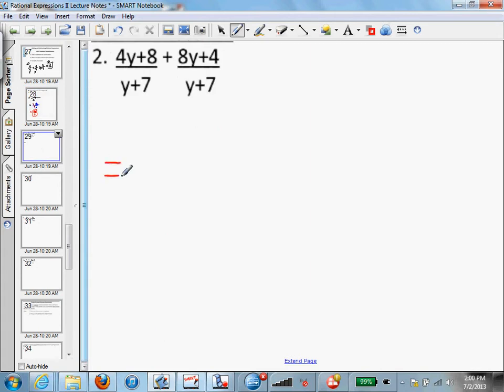Looking at number 2, our first step would be to bring everything together with addition. So what I like to do is to just bring everything together with an addition when you have two different terms. So for this on top, you're going to have 4y plus 8 plus 8y plus 4. And let's place that all under our common denominator.